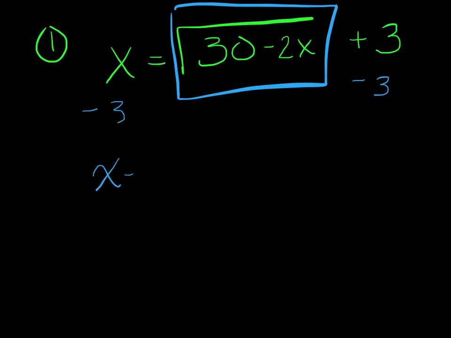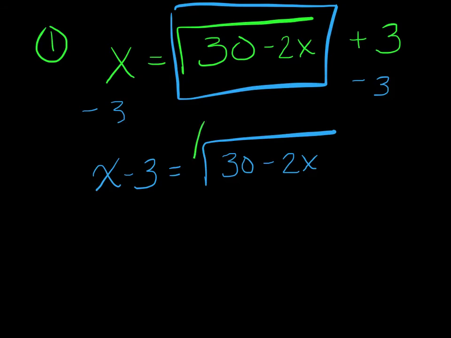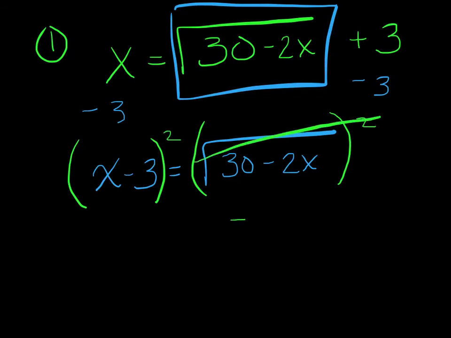So I've got x minus 3 equals the square root of 30 minus 2x. Alright, step 2 is one side radical is isolated. I'm going to wrap each side up in parentheses and square it to kill the radical. Alright, so that just kills that out. So my right-hand side is just 30 minus 2x.